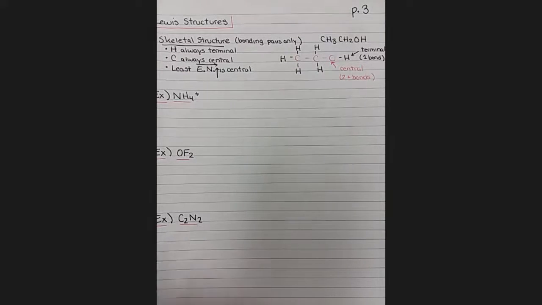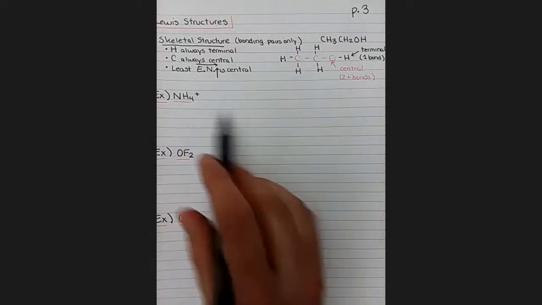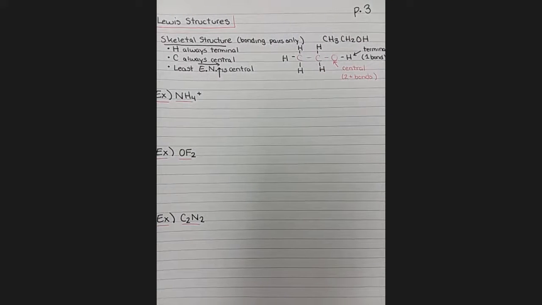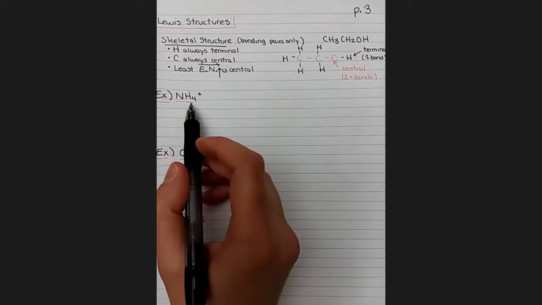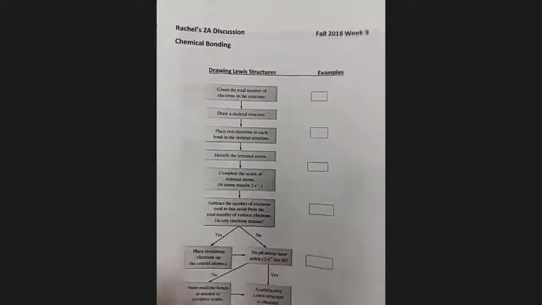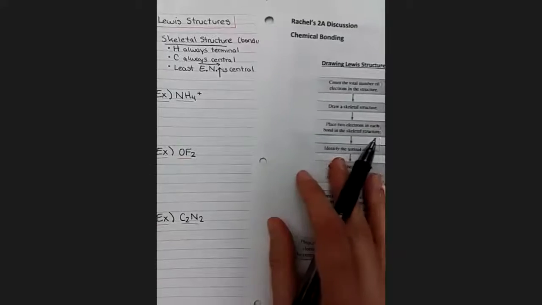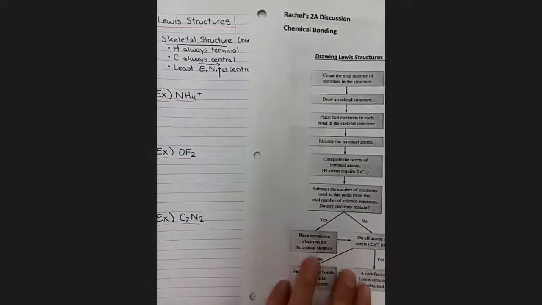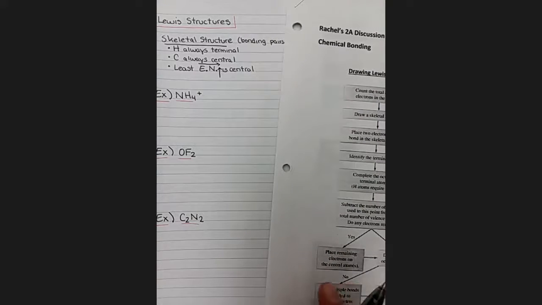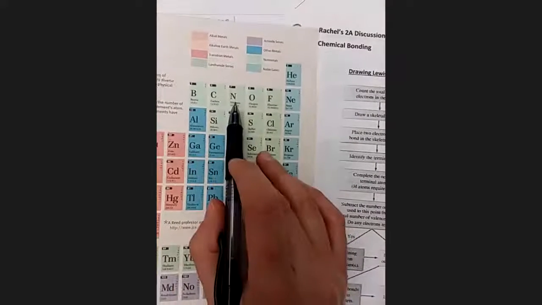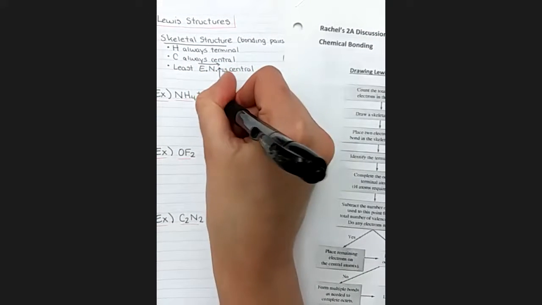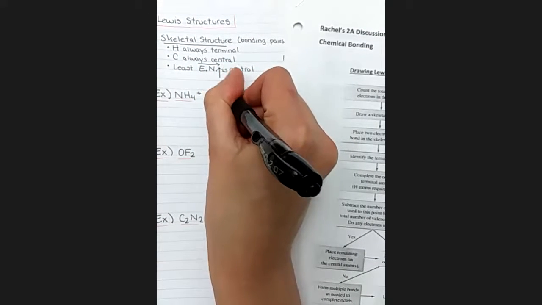oxygen. So let's use the flowchart to go through an example because I think that's the easiest way to understand how this works. So let's start with NH4. So flowchart, first step, count the total number of electrons in the structure. So we can use the periodic table to help us. So nitrogen is here in group 15. So we have 1 nitrogen, and group 15 elements have 5 valence electrons.